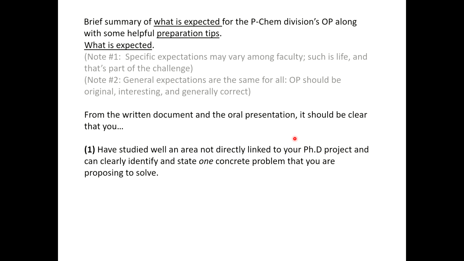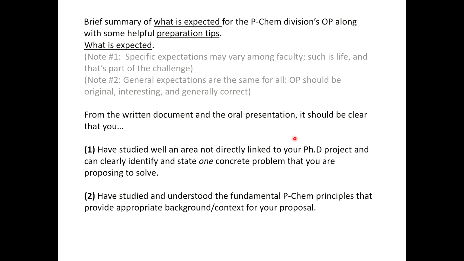We prefer 1. And that you have studied and understood the fundamental physical chemistry principles that provide appropriate background or context for your proposal. So if you choose to do something in, I don't know, kinetics, then you should be really strong on kinetics. Depending on what the main topic is on your OP, the fundamentals have to be clear, because sometimes it turns a little bit into an oral exam, and we ask basic questions about the physical chemistry underlying what you're saying.